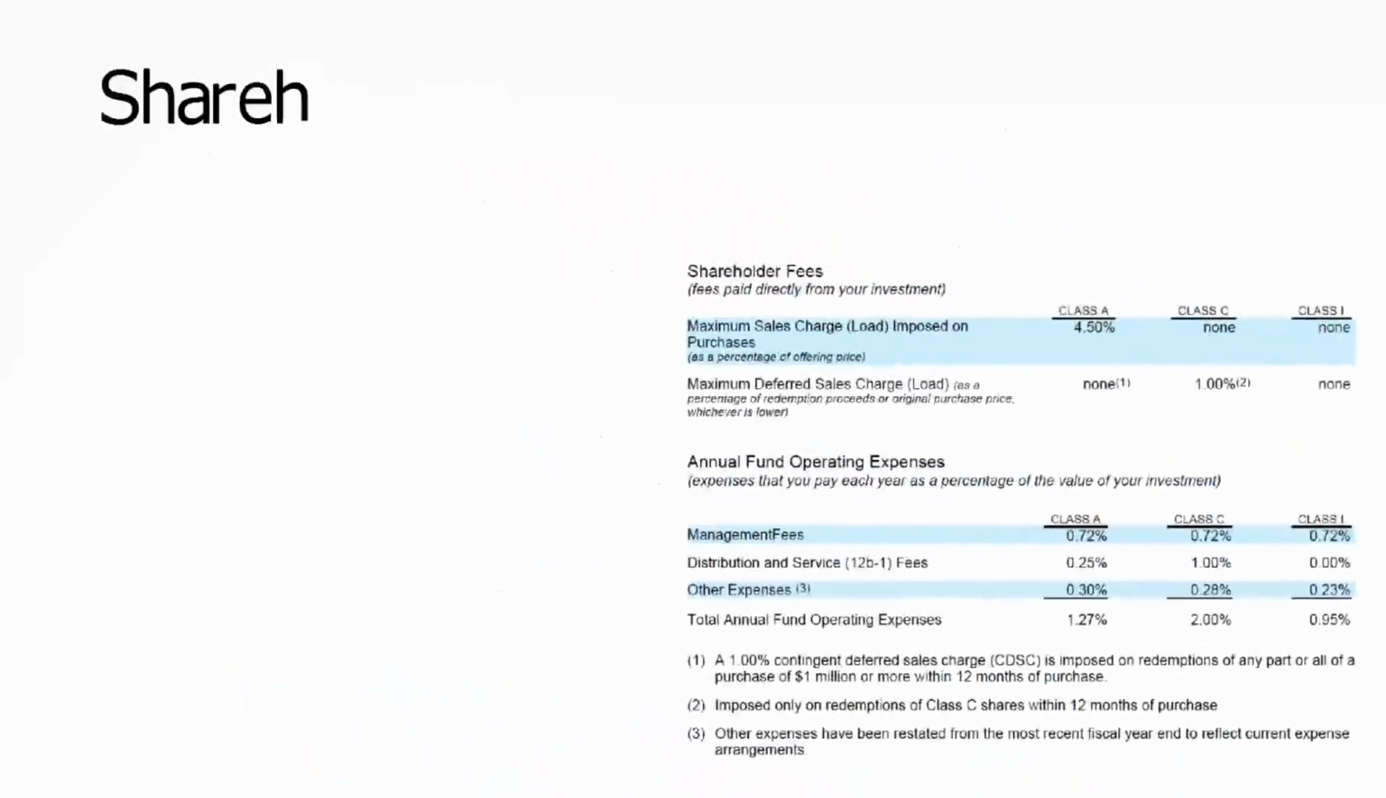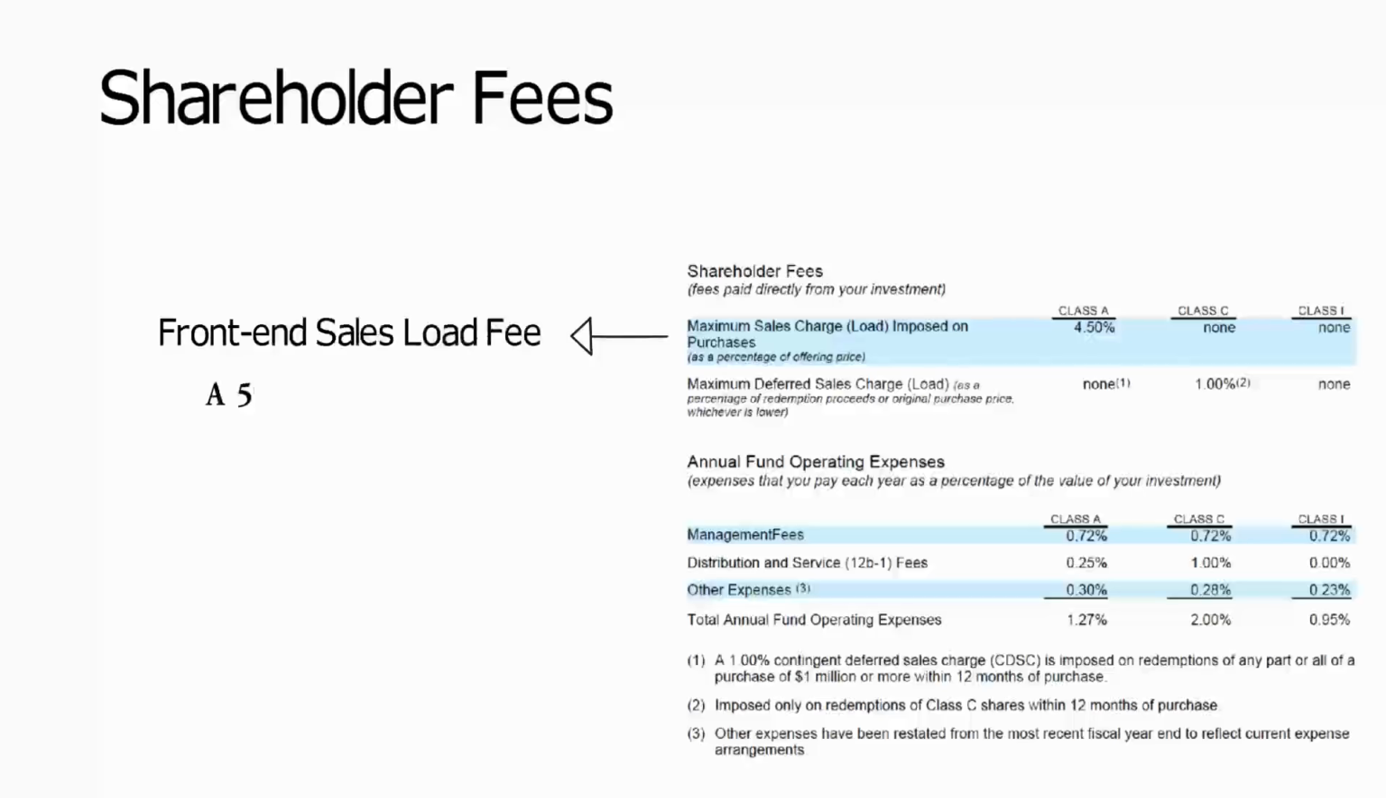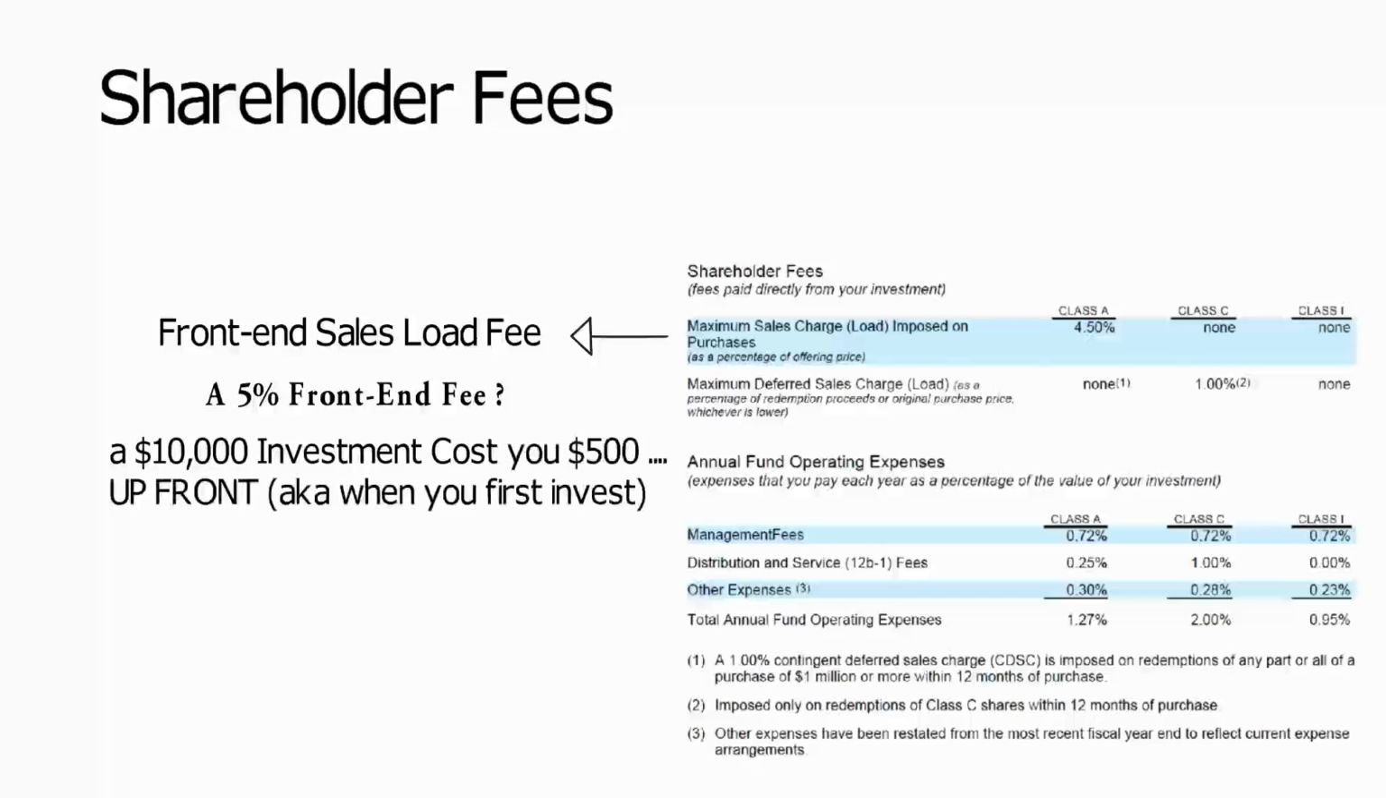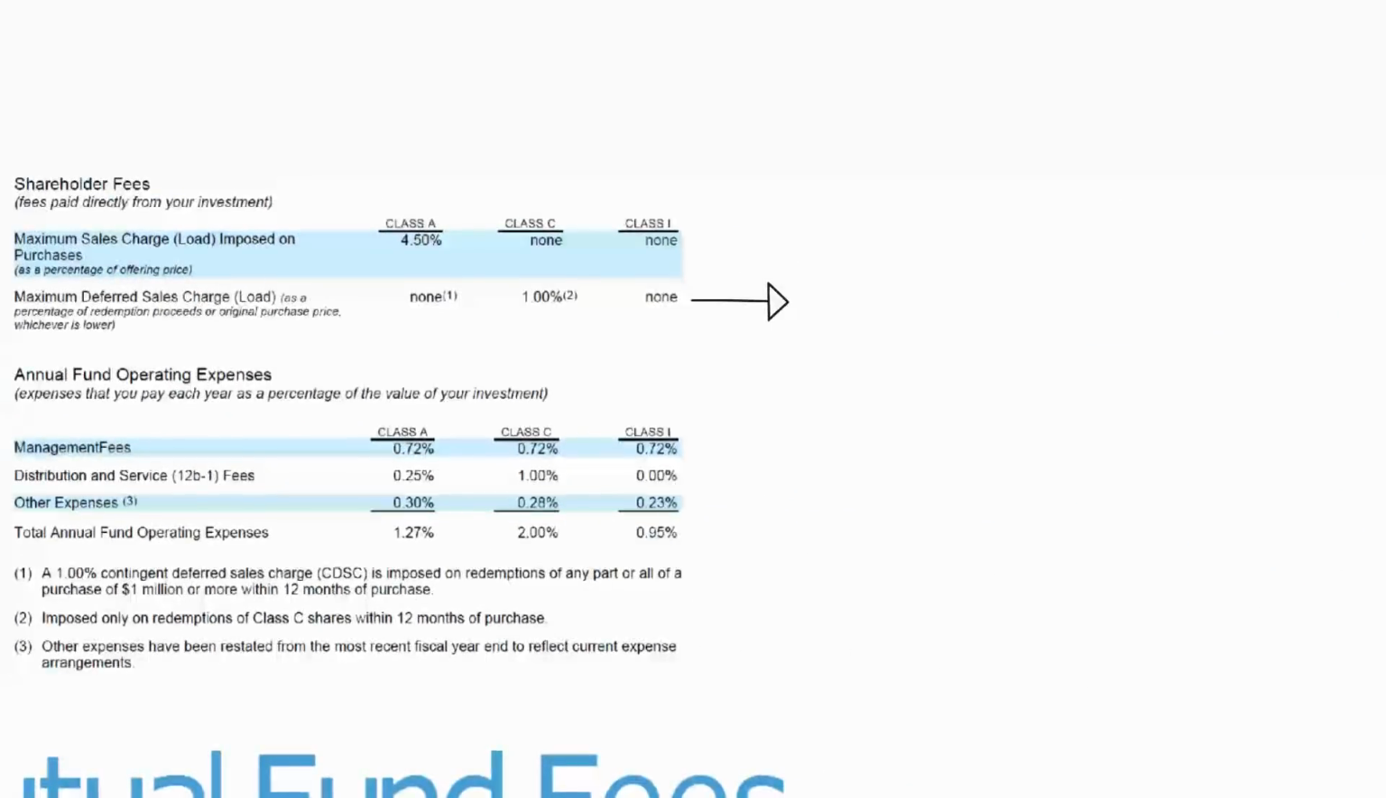The shareholder fee section. A front-end load fee. This is when you pay a fee when you invest in a fund. If there's a 5% front-end sales load fee, so if you invest $10,000, the fund will automatically charge you $500, which is the 5%.